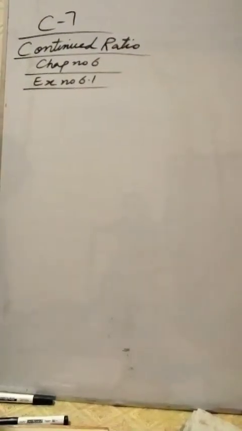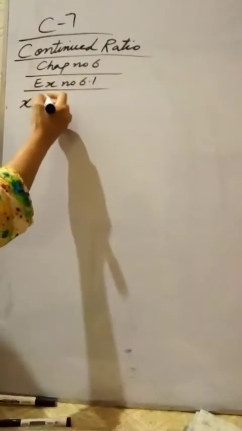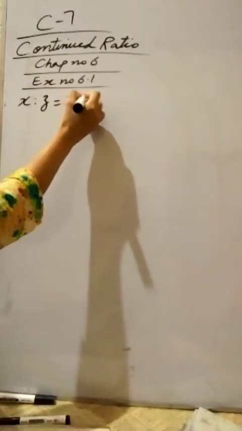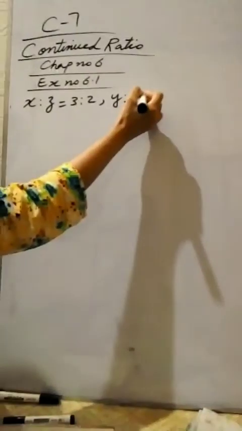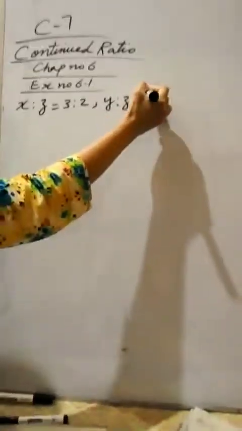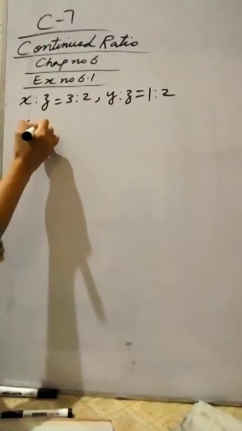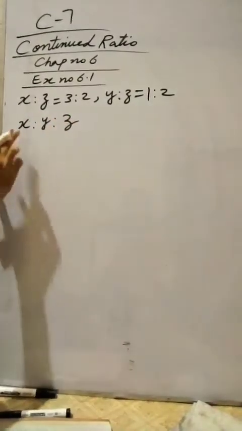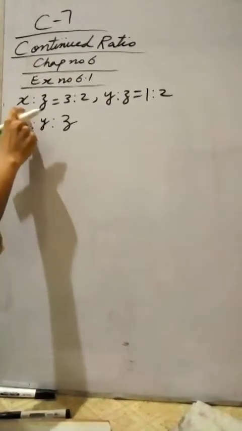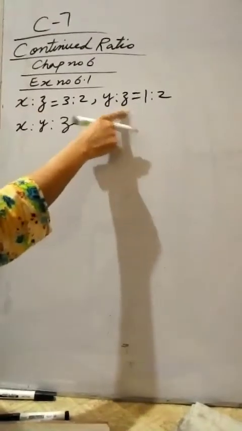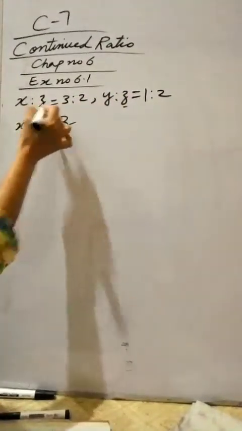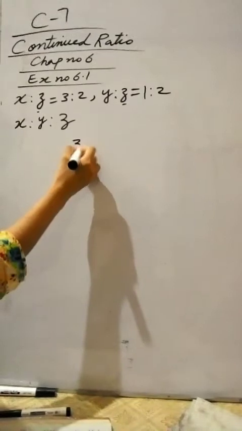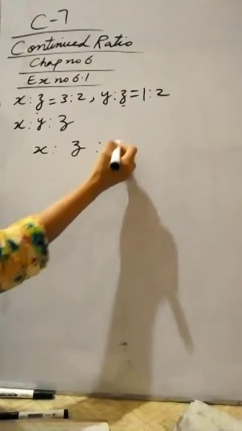Let's see, the question is X ratio Z equals 3 ratio 2 and Y ratio Z equals 1 ratio 2, and we need to find X, Y and Z. First of all, see X, Z and Y, Z. Which is common? Z is common. So write Z in the center, then X and then Y.